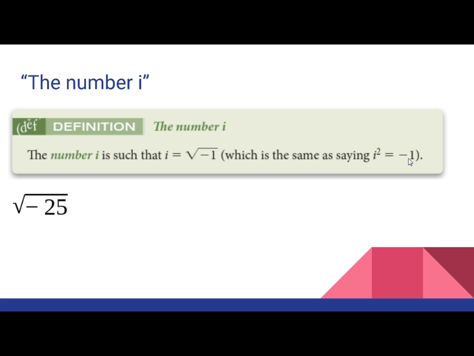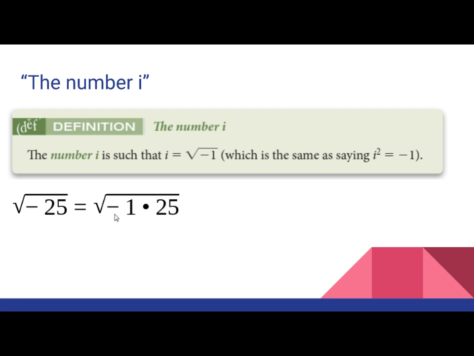So let's see how this works. If we were trying to solve this, we're trying to figure out or evaluate this: the square root of negative 25. What is the square root of negative 25? By using this new number i, by using this new concept of an imaginary number, we can split negative 25 up. We can separate that out into two factors, negative 1 and 25. Negative 1 times 25 is negative 25.